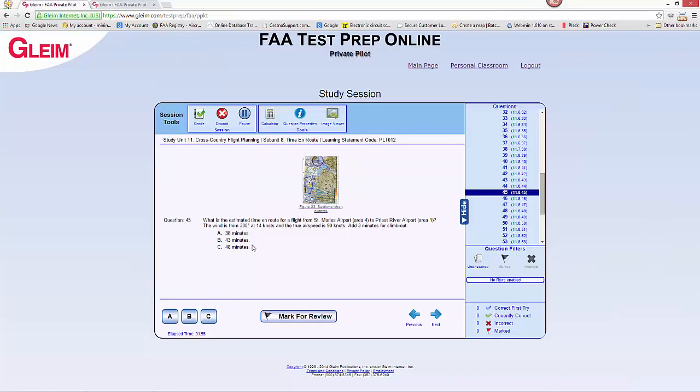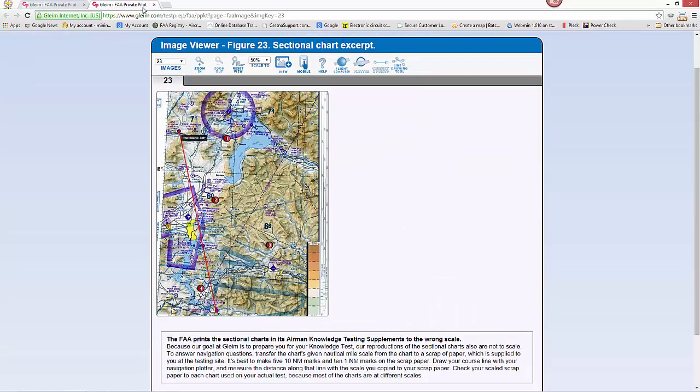Back to our question again. The winds are from 300 at 14 knots. Well, winds aloft are always given to us in true degrees, so that's good. We won't have to convert the true course to magnetic as we measured it on the chart. So now let's mark our winds on our E6B.